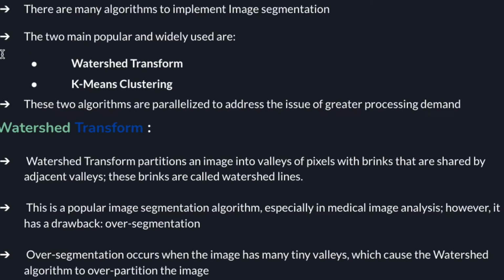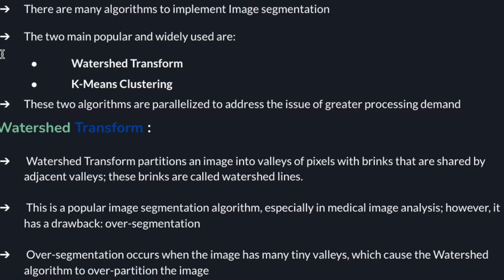So there are many algorithms to implement image segmentation. The two main popular and widely used ones are the watershed transform algorithm and the k-means clustering algorithm. These two algorithms are parallelized to address the issues of slow processing of images when using a conventional image segmentation method. So first we look at the watershed transform method.